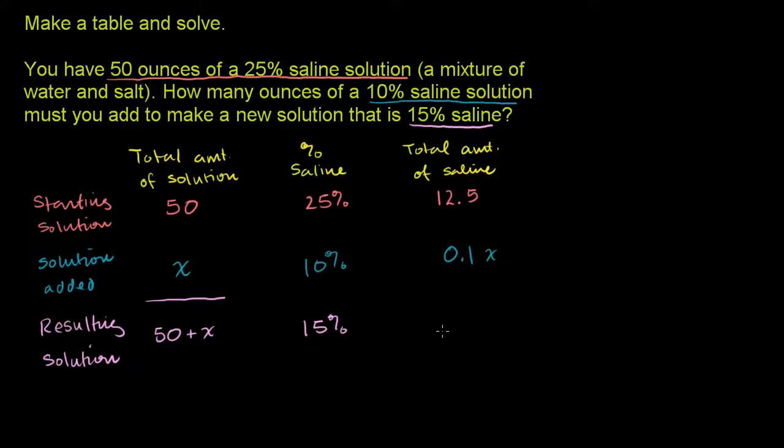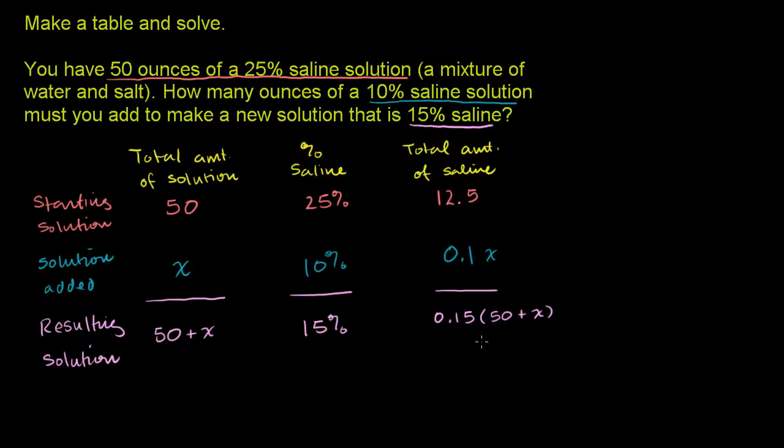Now, what's the total amount of saline in it? And this is kind of the main box, or the main cell in this table. There's two ways to get to the total amount of saline in the solution. One, we could just multiply the percent saline times the total volume. So let me write that. So it's 0.15 times 50 plus x. All I did, I multiplied the percent saline times my total volume. That's one way to get the total amount of saline.